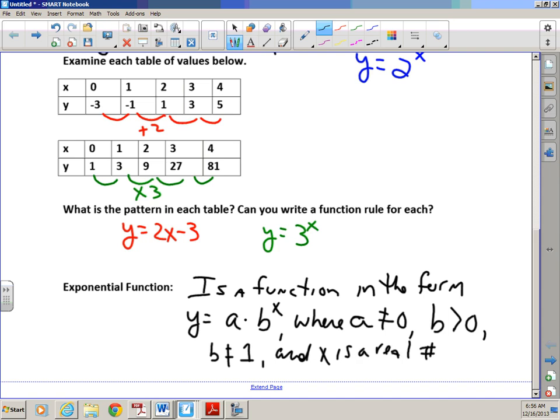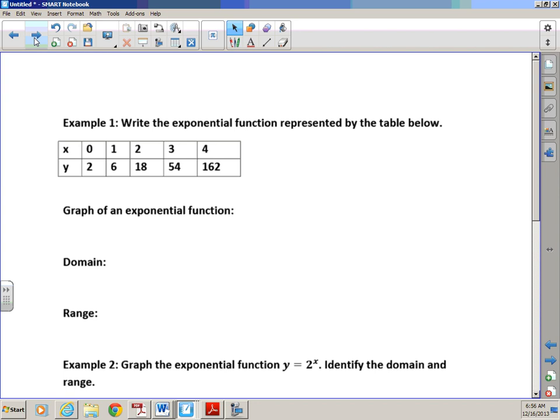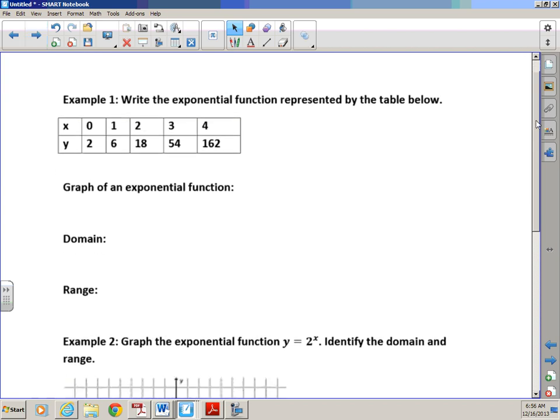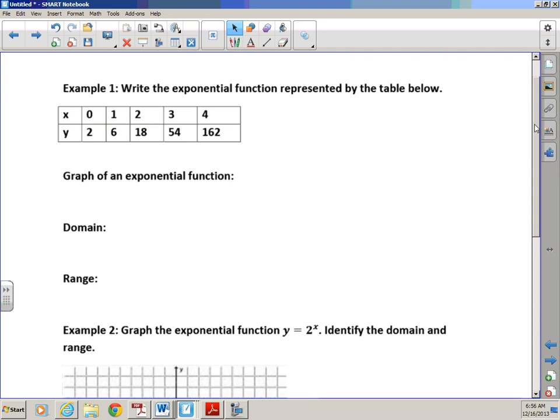Okay. So let's go through a couple of examples. I want to write the exponential function rule represented by the table below. So the first thing is, how do we know it's exponential? Well, hopefully you can see it's times 3. Now, the first plan of attack would be to say, well, it's y equals something with a base of 3 raised to a power, because it's times 3.